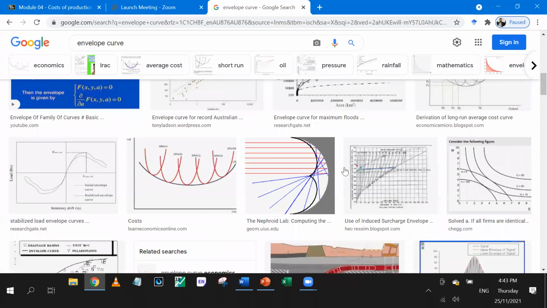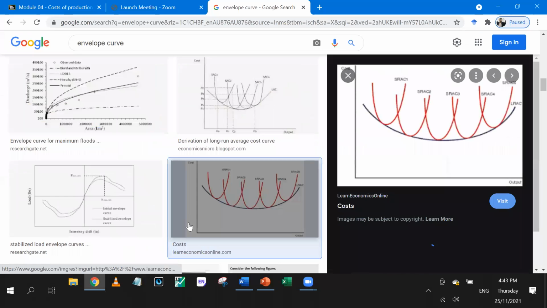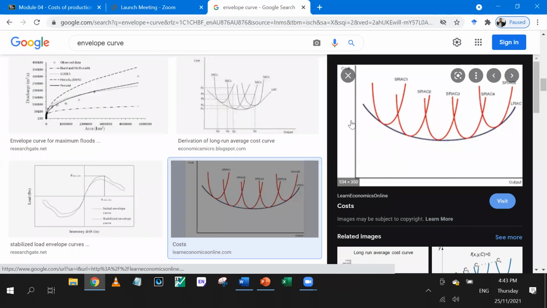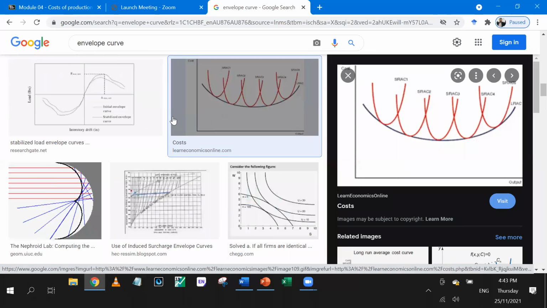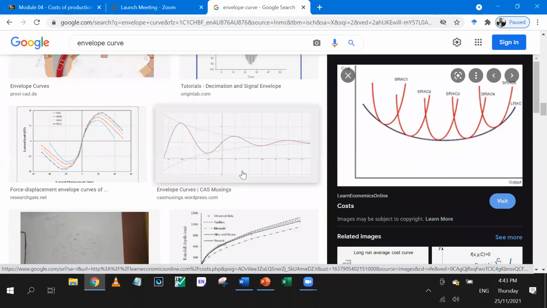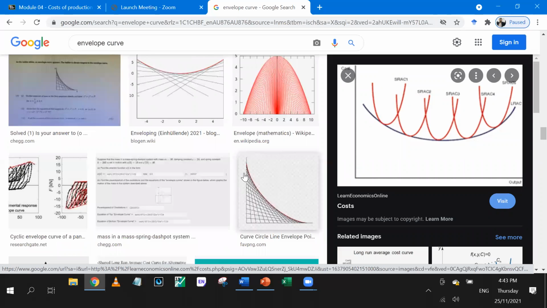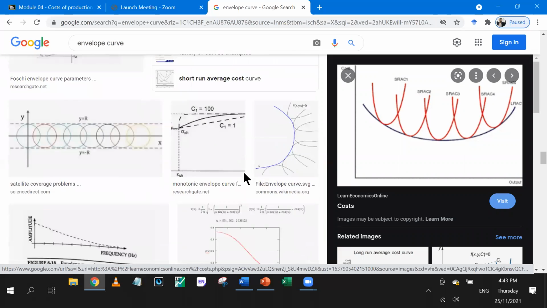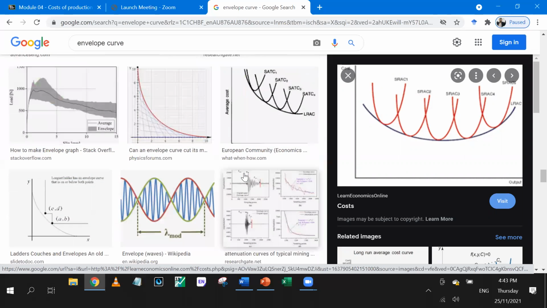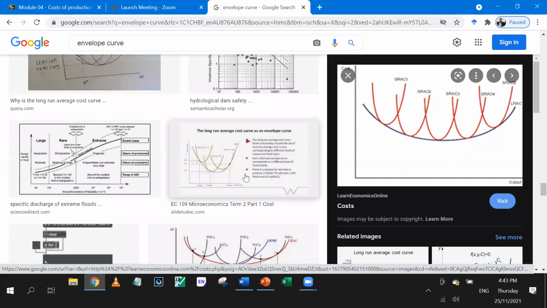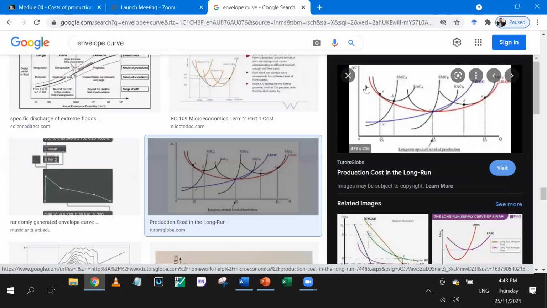You can see it will look something like this one. I wanted these to be straight lines, not drooping ones, but that's the best we can have. You can see at this stage, that's fine, and this one also. That's actually a long run average cost curve, and it looks like an envelope.